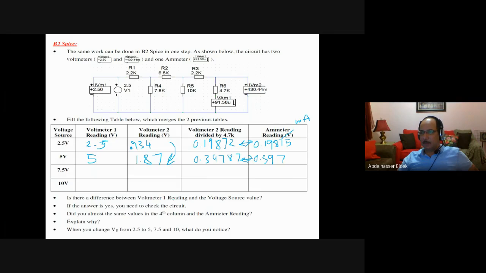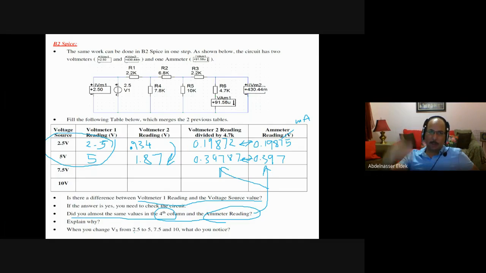Is there any difference between the voltmeter reading and the voltage source? No, of course. This one is exactly the same. Of course, in B2Spice, there's no error. And did you almost have the same answers between the fourth column and the ammeter reading? Yes, they are very close to each other, or almost the same. When you change the voltage from 2.5 to 5 to 7.5 to 10, what do you notice? That you multiply the voltage by the same number.